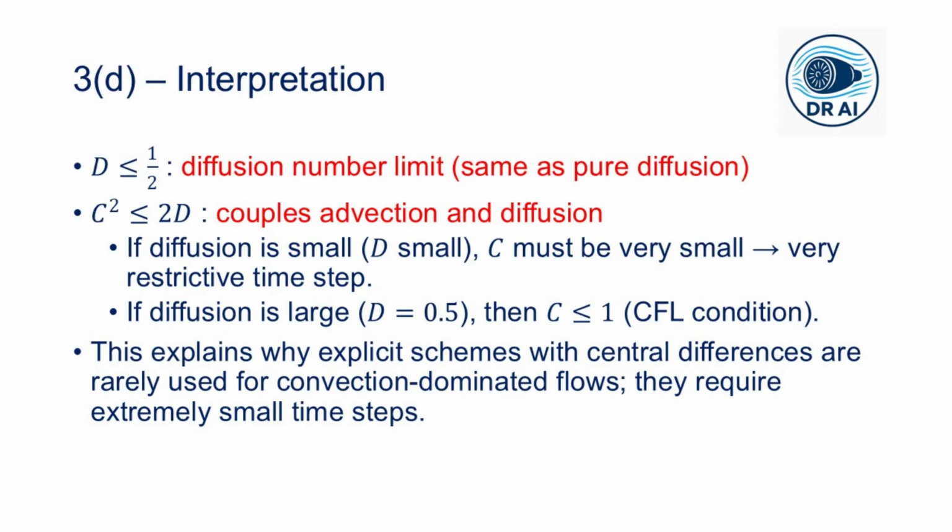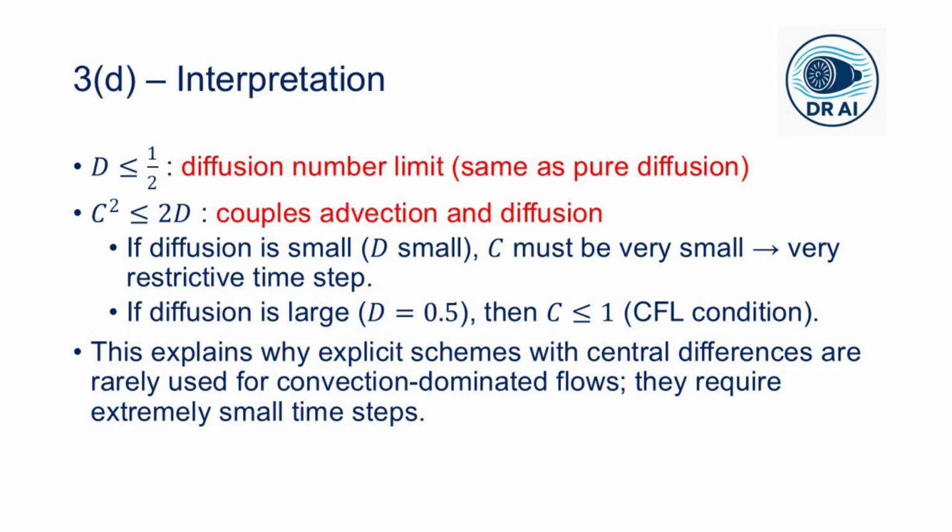Now, the second condition couples the advection and the diffusion. So for a given grid and given physical parameters, we can write it as u delta t divided by delta x must be less than or equal to the square root of 2 times nu delta t divided by delta x squared. Squaring both sides of this equation, since both sides are positive, we keep it as c square must be less than or equal to 2d. So this means that the Courant number squared cannot exceed twice the diffusion number.